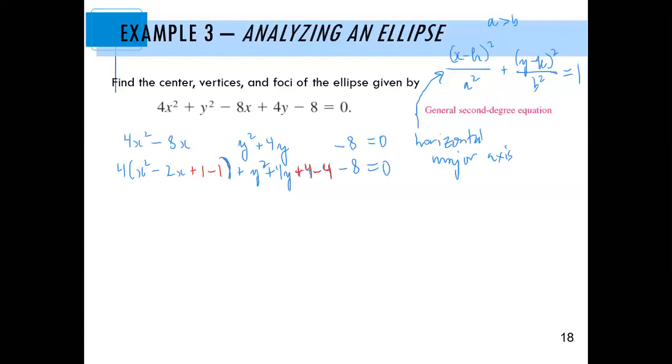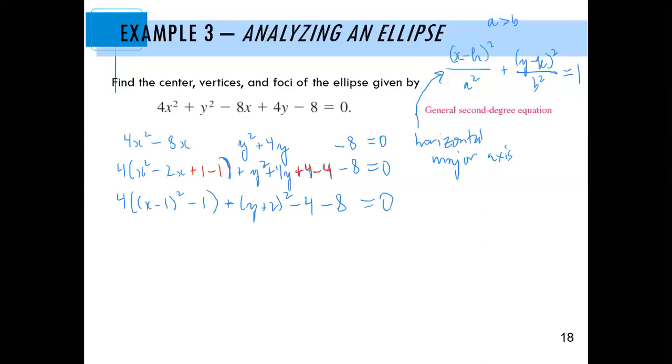Okay? So how do things factor? 4 times what? X minus 1 squared minus 1, yeah? Plus, okay, what about this y stuff? Y what? Y plus 2 squared minus 4 minus 8 equals 0.